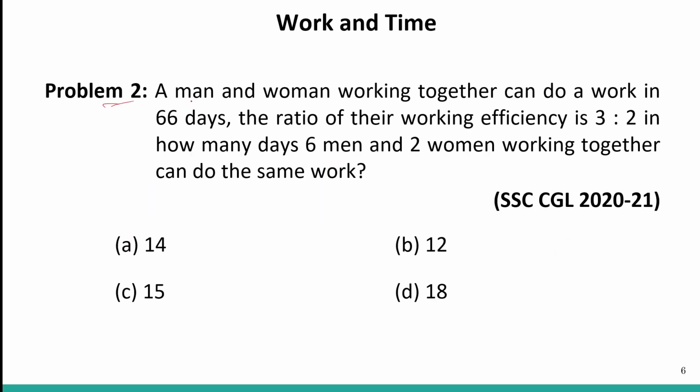Problem number 2. A man and a woman working together can do a work in 66 days. So their combined work rate, denoted by combined WR, is equal to 1 by 66. The ratio of their working efficiency is 3:2. In how many days can 6 men and 2 women working together do the same piece of work?